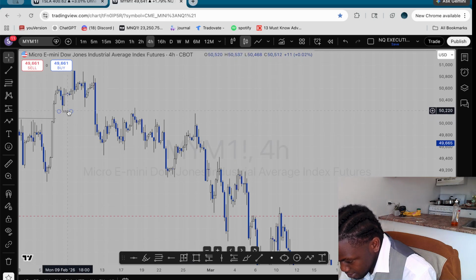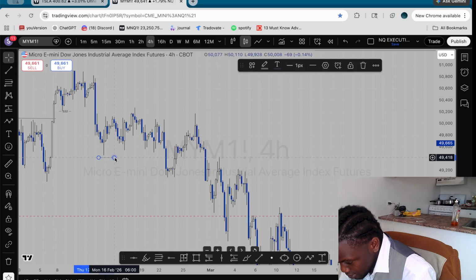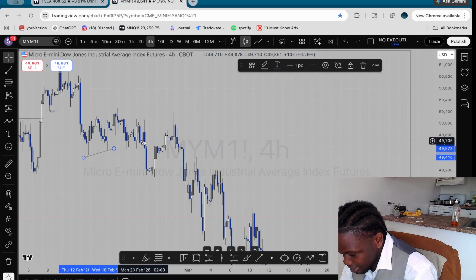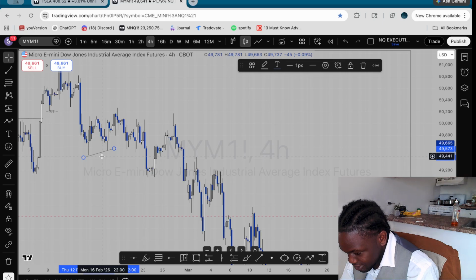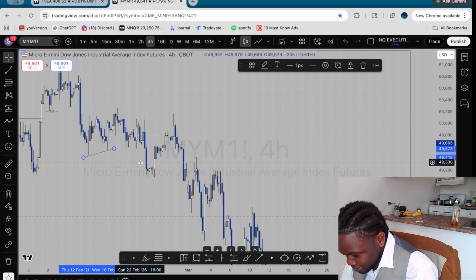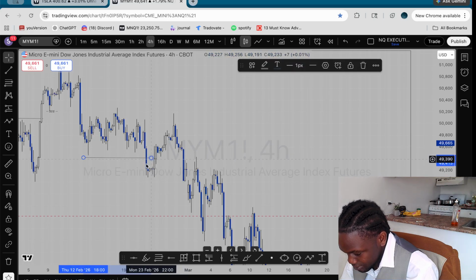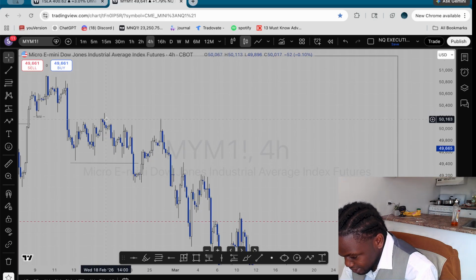After we took out this low, what happens? Price tries to muster the courage to continue trending back up. It does that here. It fails, and then we have a break of structure. So you see, it fails here to continue higher, and then we have a break of structure here when this initial low is taken out here. So now that initial low is taken out here, right?